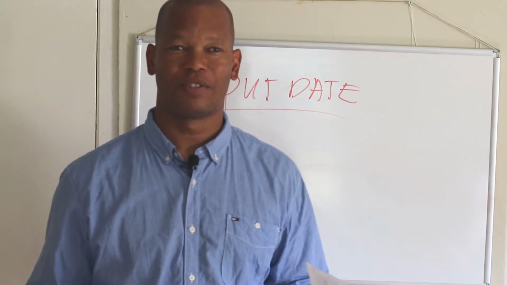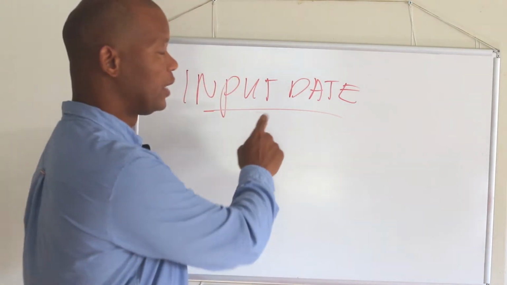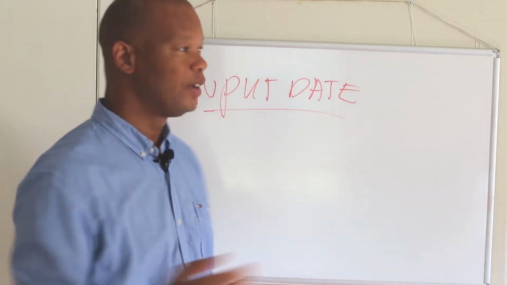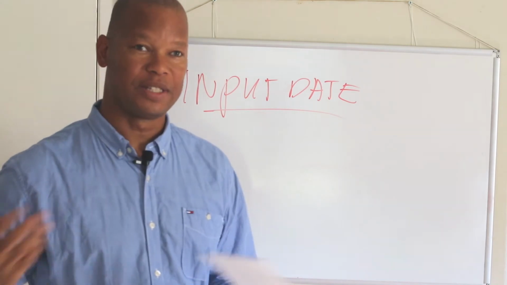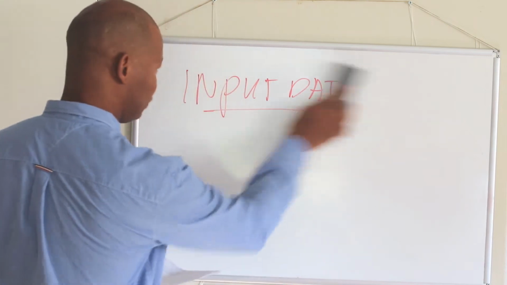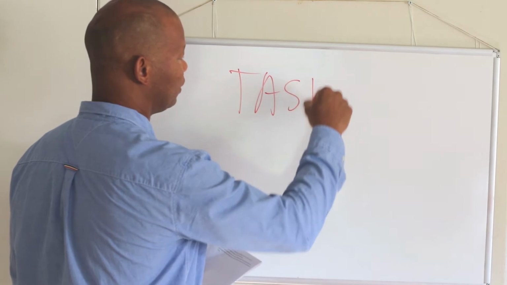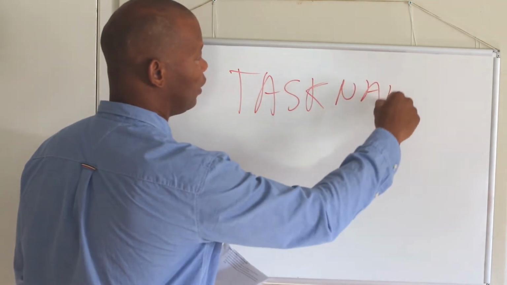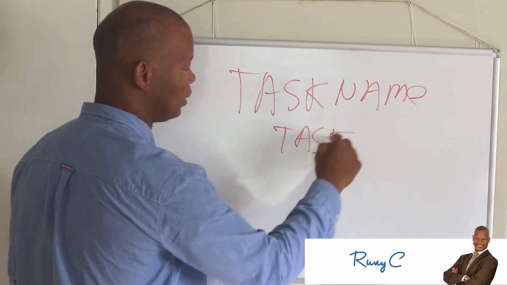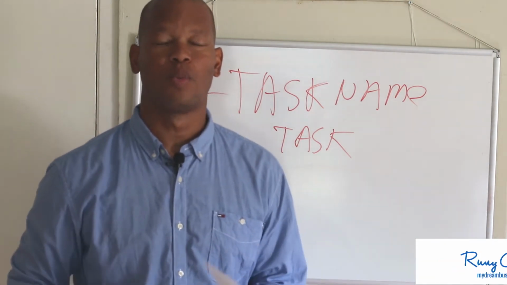Often I see a lot of task lists without an input date. This is very important. If you are going to delegate later on to a virtual assistant or to other staff, you need to put the input date, because then you're going to know when you assigned the task to them. The second thing is the task name. Of course, you can also call it task.